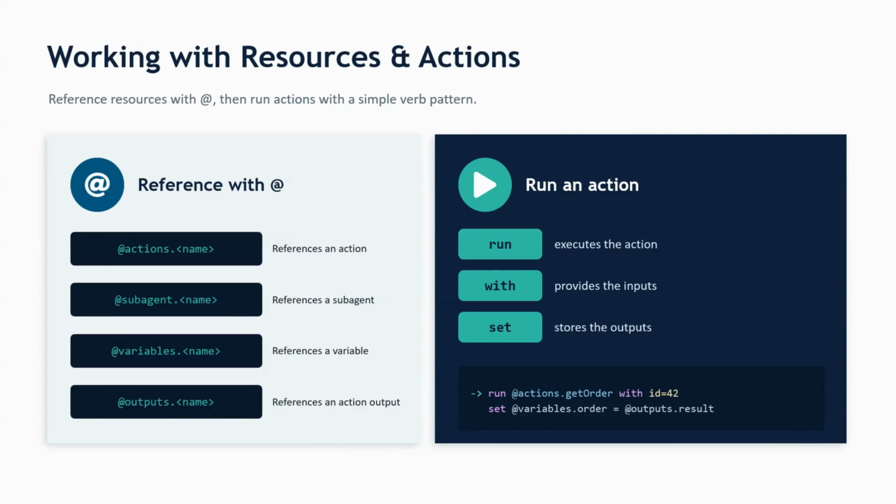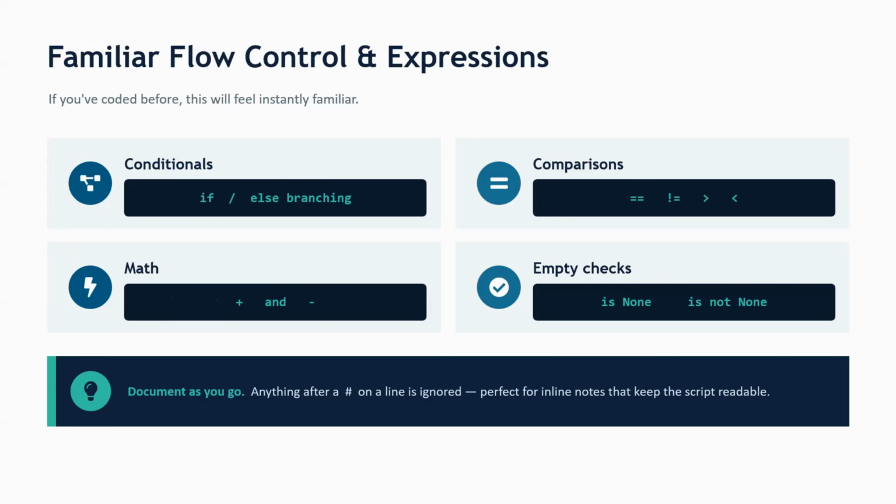So we can access the resources in AgentScript. Let's say you want to execute any action, so you will say @action.action name. Then to refer to any subagent, you will say @subagent.subagent name. Similarly, variables and outputs. For an action, you will say run this action with this variable as a parameter, and then once the output comes, set this variable with this output. We will see all this, but I'm just giving you a high level feel.